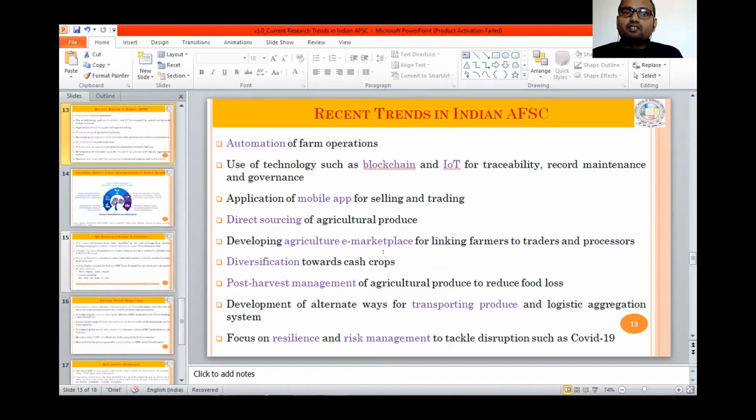Also the focus is on resilience and risk management, as we recently observed with COVID-19. Due to COVID-19, there was a lot of disruption. So the focus is on the resilience aspect, which is a very important term for future researchers.